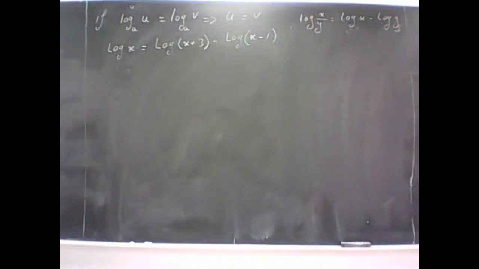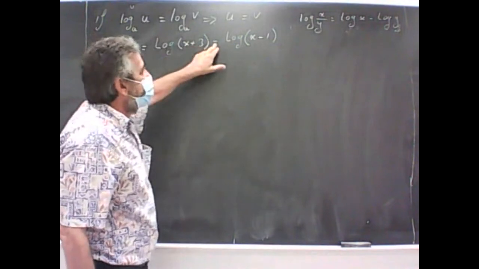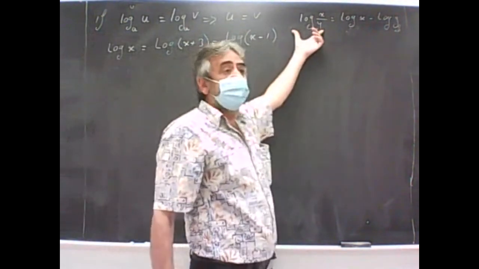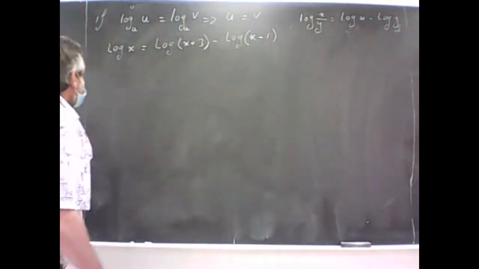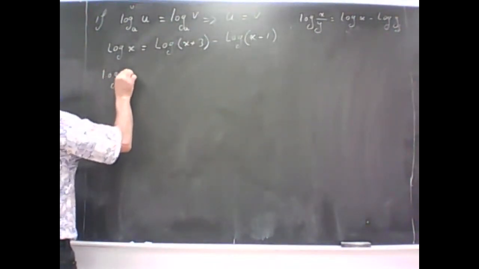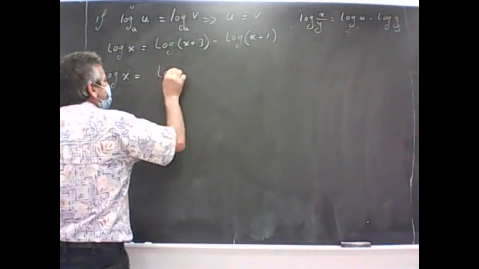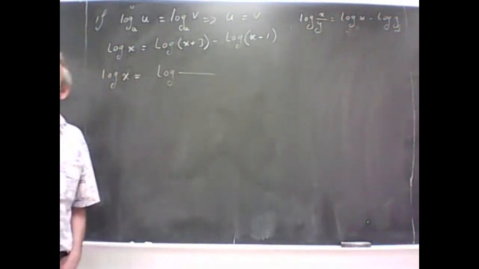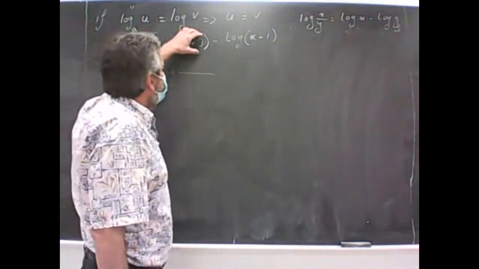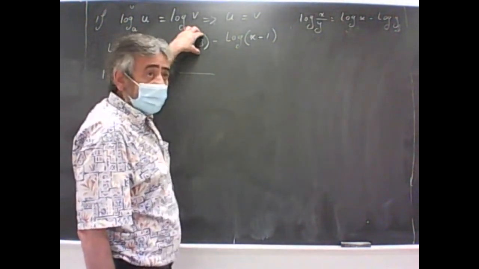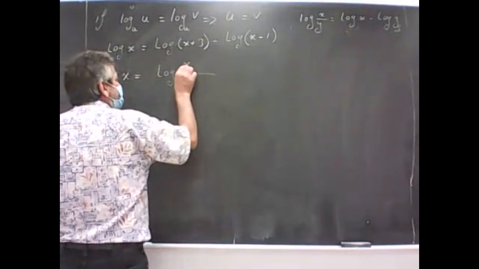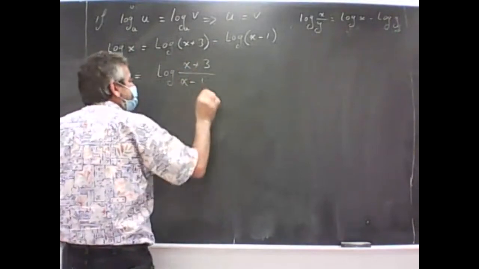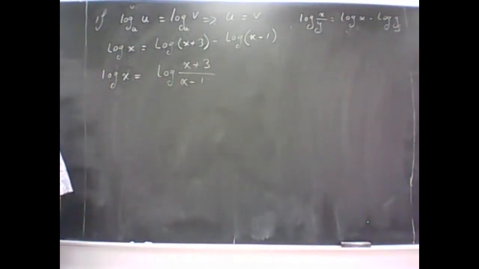So I can rewrite this. Instead of a minus, I can put them together into one log and make them a division. So let's rewrite this. That's going to be log of x equals one big log fraction. What do I divide now? The first one divided by the second one. What's the first one? x plus 3, over x minus 1. Using the division property.